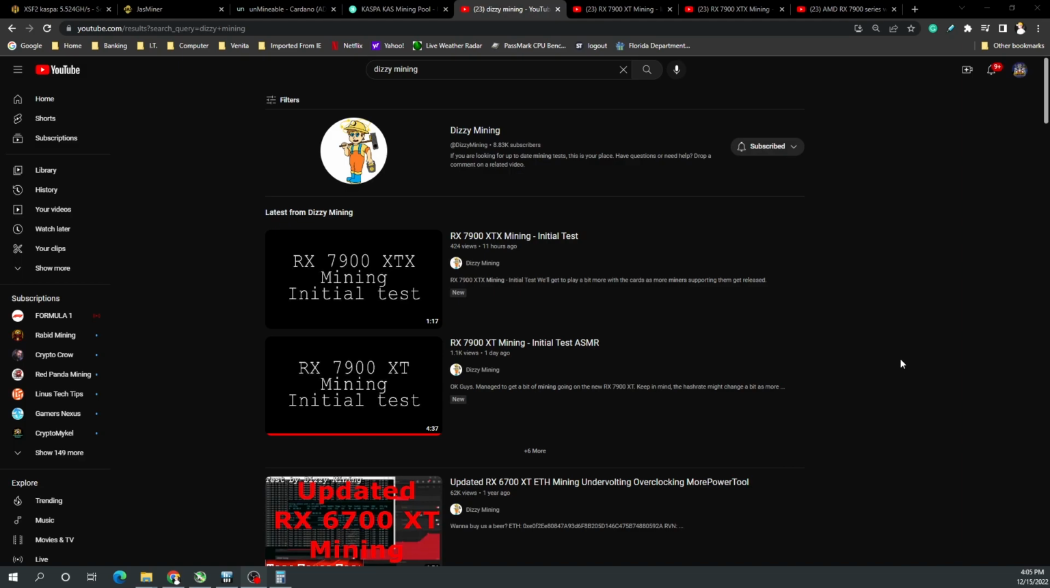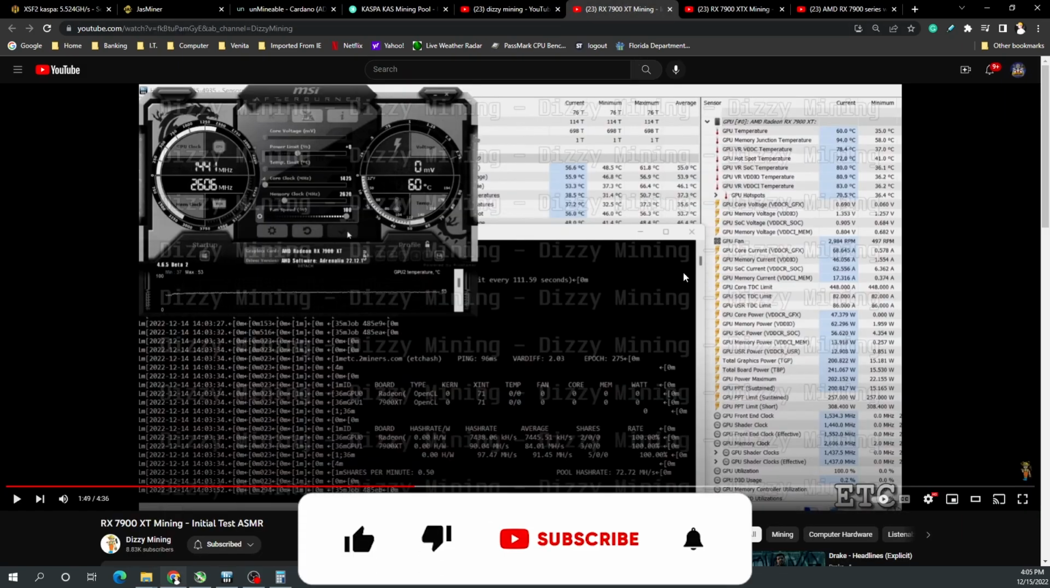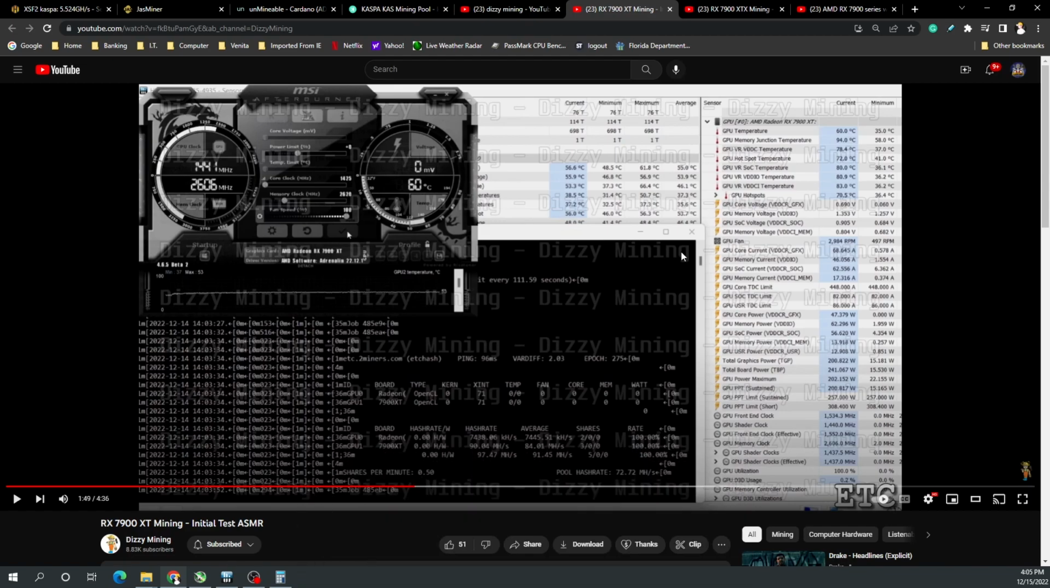Now, Dizzy Mining shows us the hash rate for both of these. We're going to start off with the XT, and it's getting almost 98 mega hash at 242 watts software. We always want to measure from the wall, but just stay tuned. I can't identify the miner he's using in this video, so if anybody knows, let me know in the comments. He's got the core dropped as low as he can, 1425, and the memory at 2620.